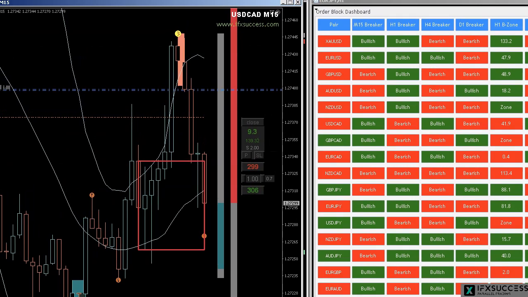So this is dollar CAD M15. This is the reversal breaker right over here. This is my order block over here. So if I would have waited for this order block, then my entry would have been way too late.